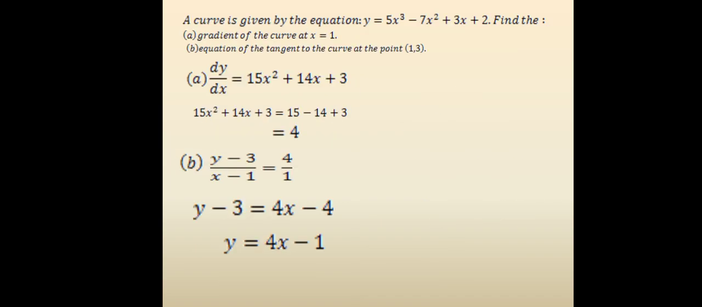A curve is given by the equation y = 5x³ − 7x² + 3x + 2. Find A. The gradient of the curve at x = 1. B. The equation of the tangent to the curve at the point (1, 3).